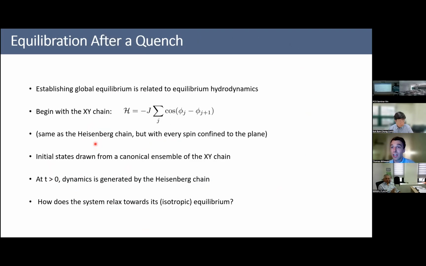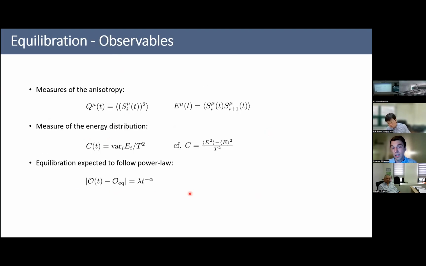Let me go to the equilibration. Everything I've talked about so far was about equilibrium correlation functions. The second thing we tried is, imagine we do a quench from the XY chain, and then we ask how observables in the model thermalize to the expectation values that you would have expected for the Heisenberg chain. So it's a quench from the thermal state of the XY chain into the full Heisenberg chain, and we are asking how the system relaxes. Again, we can look at different quantities. We can look at measures of the spins, the anisotropy and the component-resolved bond energy, and a measure of the energy distribution, which is essentially the variance of the energy over the chain. This is meant to model what the energy would do, and those two are meant to model what the spin degrees of freedom in our model do.